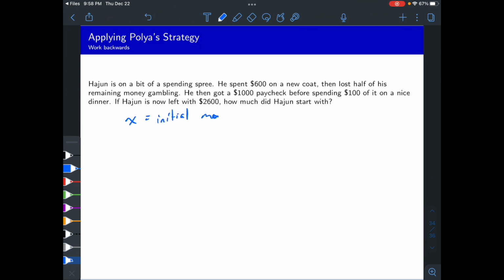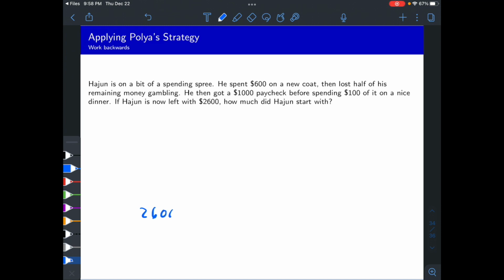And this will work fine. So if you just say X is however much money Ha-Jun started with, you could just follow this procedure and get down to, all right, he spent 600, so then you're at X minus 600, and then do stuff, and then eventually you get some expression, and then just set it equal to 2,600, and then solve for X. But that sounds very algebraically complicated, when we could just work backwards to make this problem a little bit easier.